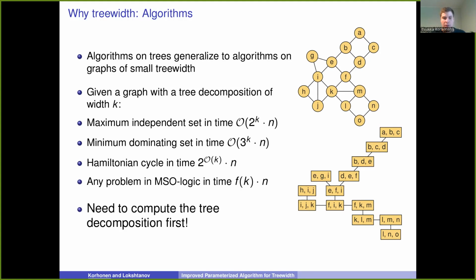And the motivation of computing treewidth and the tree decomposition giving the minimum width is that all of these results need this tree decomposition as an input. And so this is what our work is about.